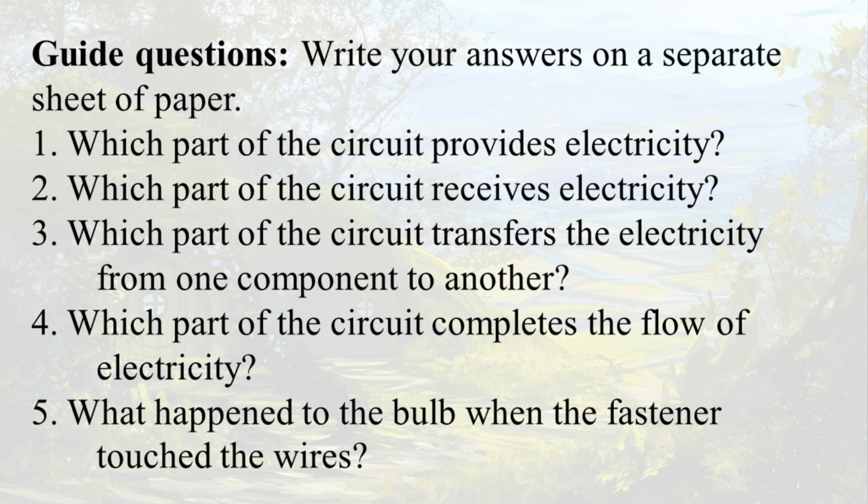Guide questions. Write your answers on a separate sheet of paper. 1. Which part of the circuit provides electricity? 2. Which part of the circuit receives electricity? 3. Which part of the circuit transfers the electricity from one component to another? 4. Which part of the circuit completes the flow of electricity? 5. What happened to the bulb when the fastener touched the wires?